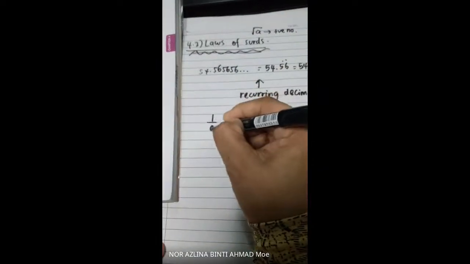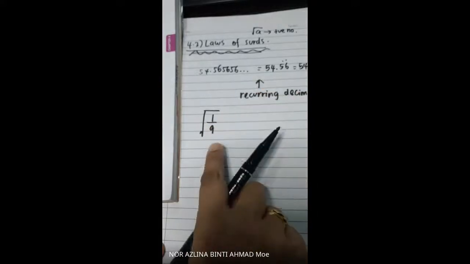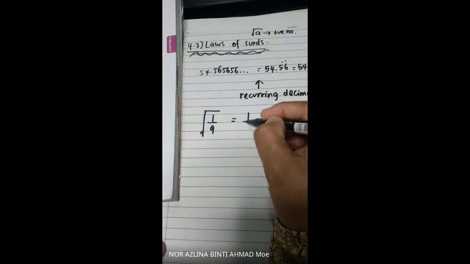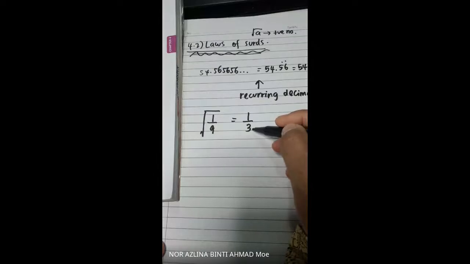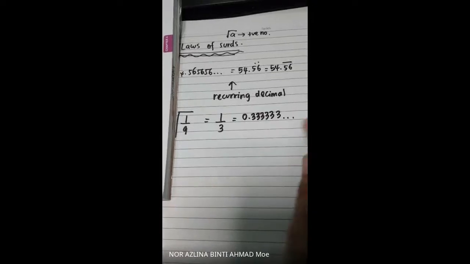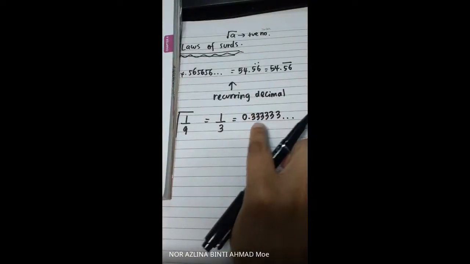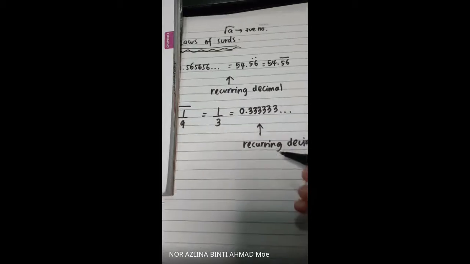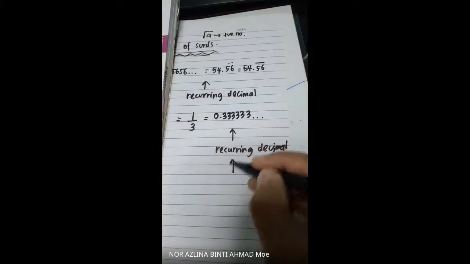Example, square root of 1/9. Is this surd? Okay, let's simplify. You get 1/3. Square root of 1 is 1, square root of 9 is 3. So this number, you will get 0.33333. The number 3 will be repeated. So this is a recurring decimal. So this is not surd.